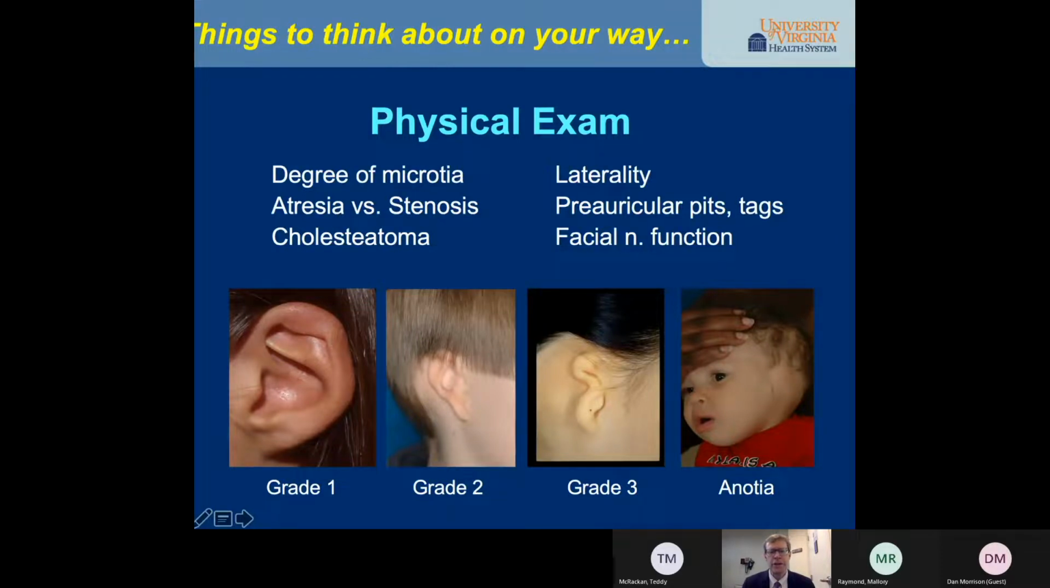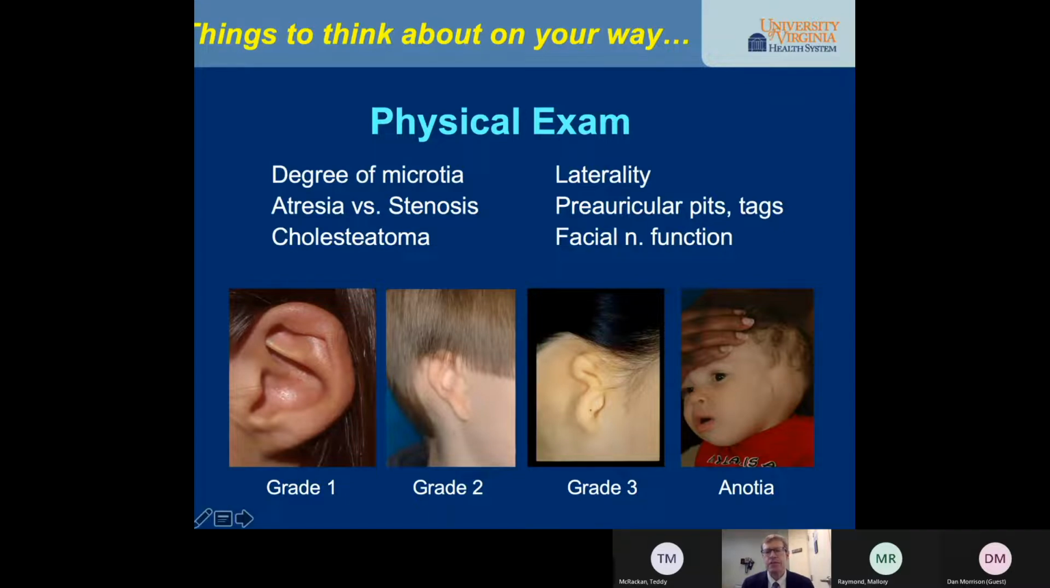Grade 2 microtia, not all the cartilaginous structures. So you see there's some compromise in the triangular fossa. Grade 3 microtia is the classic peanut ear where there's really not much development of the cartilage, and then anotia. Is there a complete atresia of the ear canal, or is there a stenotic ear canal? And that has implications for the presence of cholesteatoma, which we'll talk about in just a little bit.